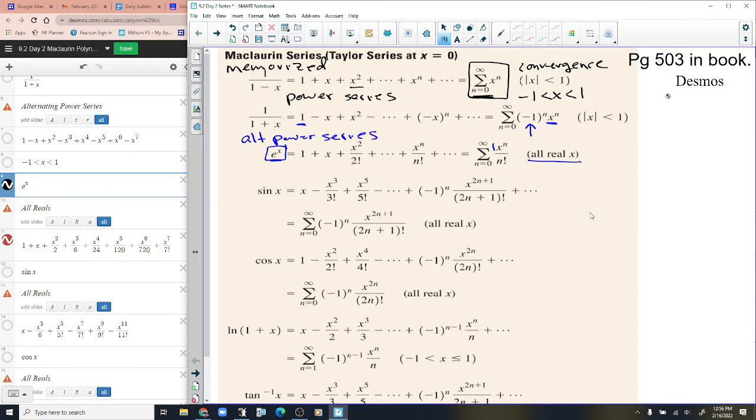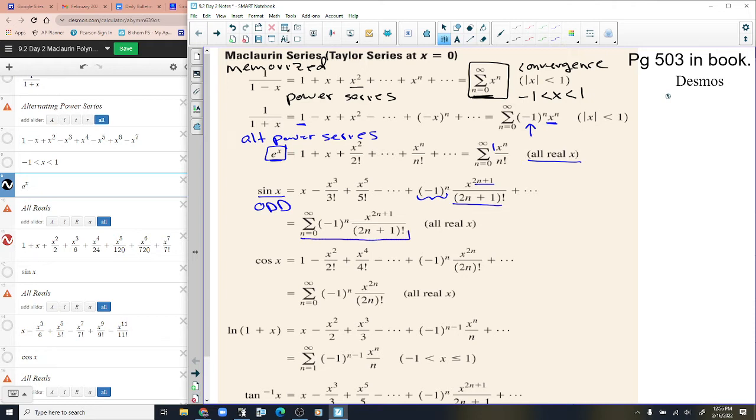Sine of x centered at 0 is an odd function. So it does alternate, but we have all the odd powers. There's the fact that it's alternating, and 2n plus 1 is odd. Multiply anything times 2, you get an even. Add 1 to that, now you have an odd number.